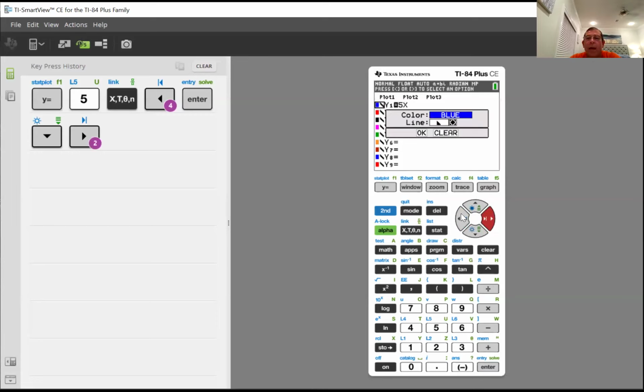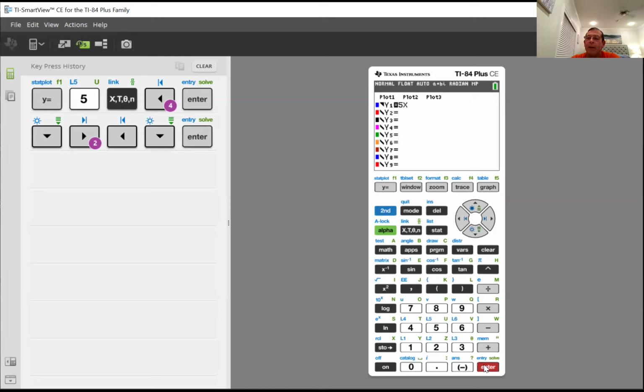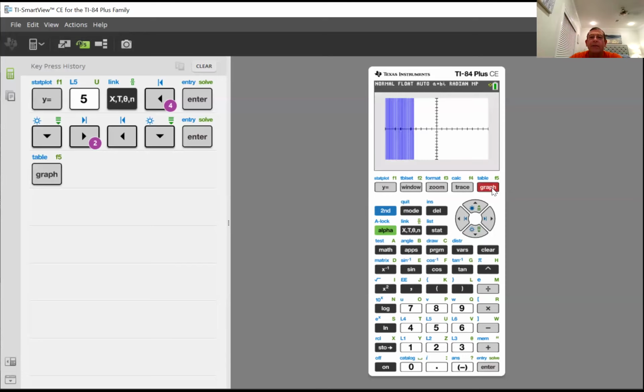So I'm going to go back to the one that shades above. And I'm going to go down and tell it okay. Y'all, now when I hit graph, remember that graph we had, we shaded to the left side? Watch this. There you go. Shaded on the left side, okay?